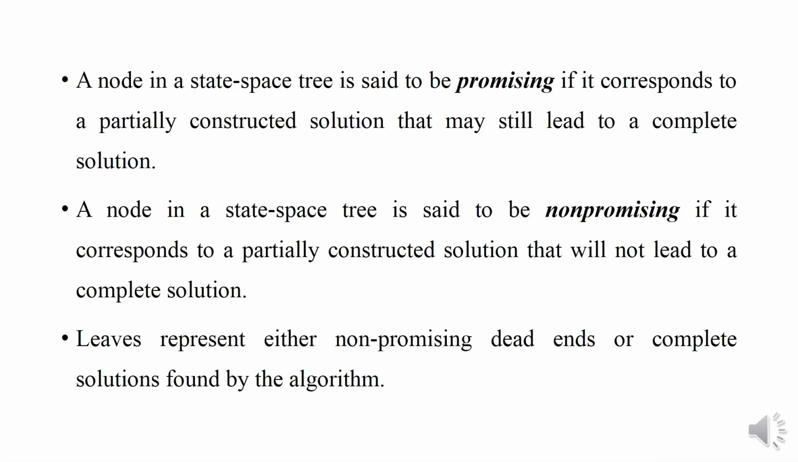Leaves in the tree will represent two possibilities. Either a non-promising node where a dead end is reached, so you are not going to expand further to get any solution, or it represents the complete solution found by the algorithm.